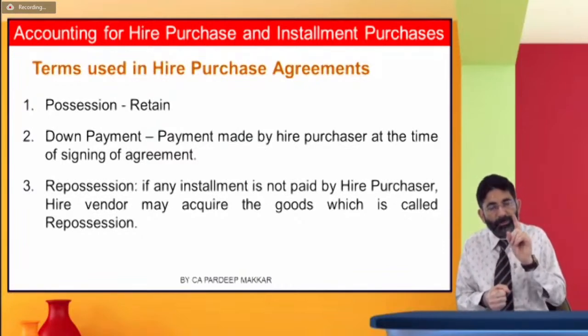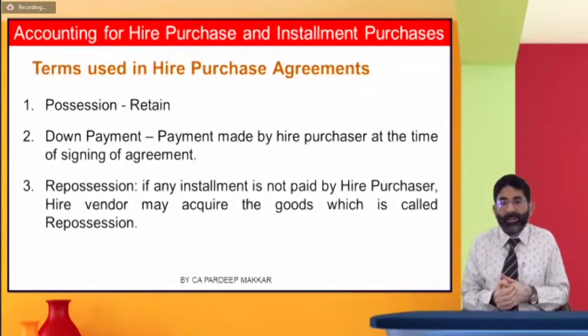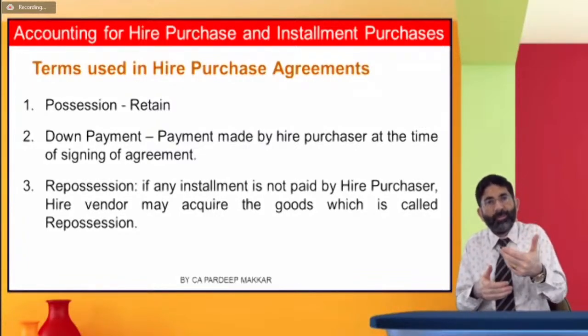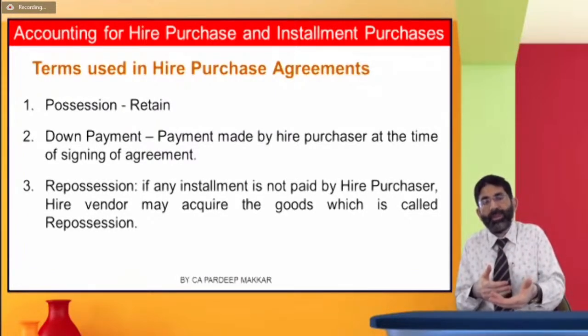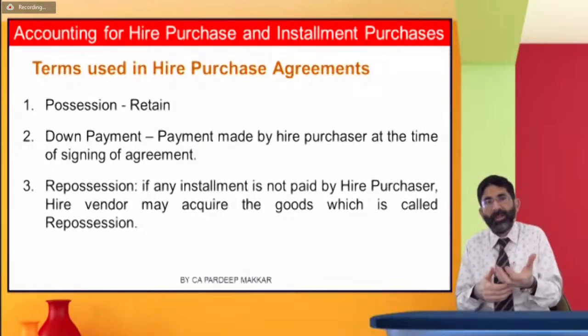If the purchaser fails to make any payment, any installment, then the vendor has the right to take back the goods. If the vendor takes back the goods, if the vendor acquires the goods back, then it is called repossession. Possession means given by the vendor to the purchaser, and repossession means when the vendor acquires the goods back to him. The vendor takes back the goods with him. That is called repossession.